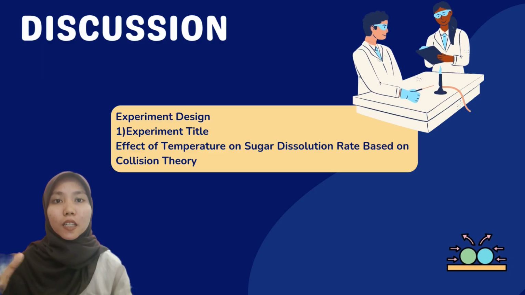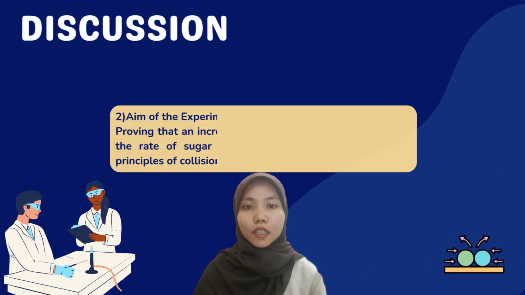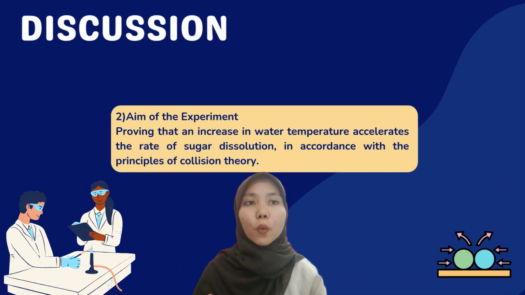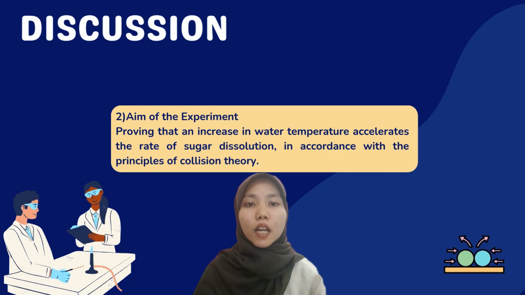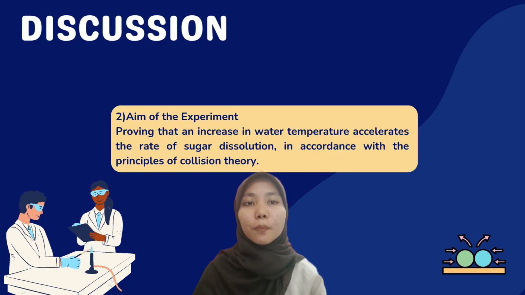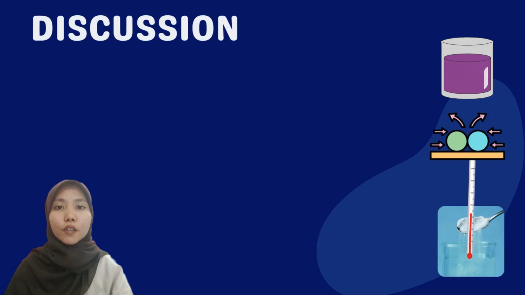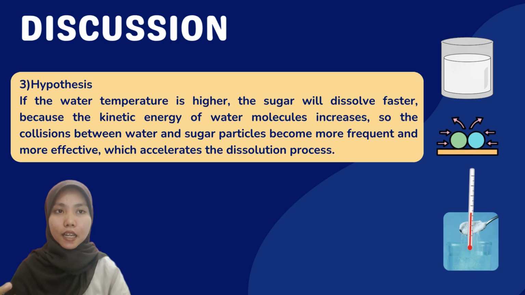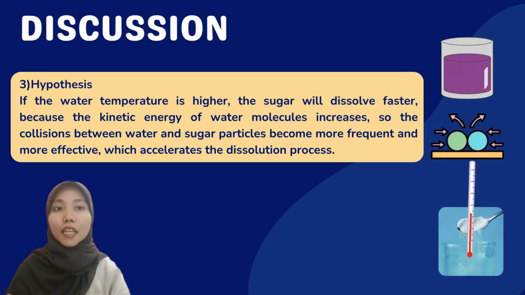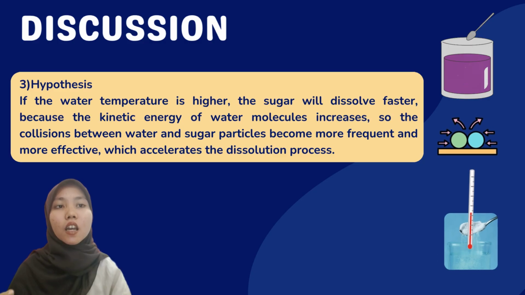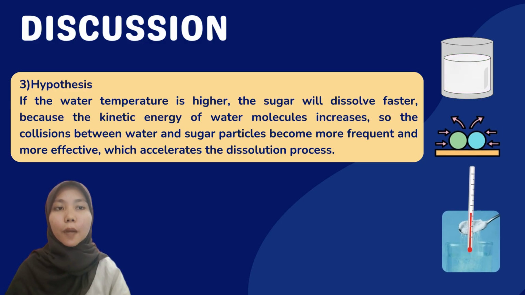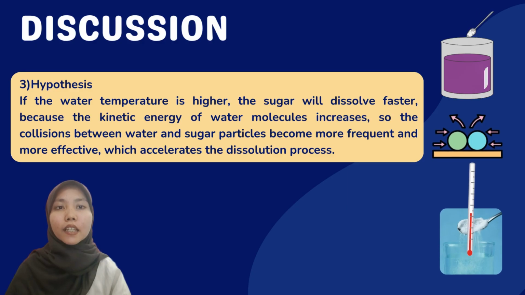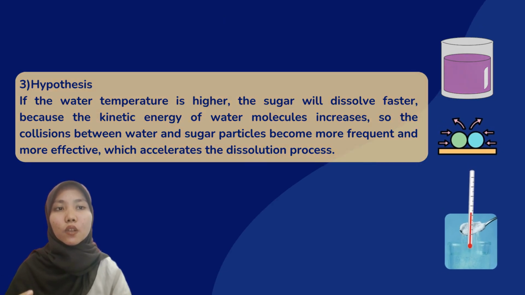From the title, we can determine the objective. The objective is proving that an increase in water temperature accelerates the rate of sugar dissolution in accordance with the principles of solution theory. Don't forget to specify the hypothesis. The hypothesis is: if the water temperature is higher, the sugar will dissolve faster because the kinetic energy of water molecules increases, so the collisions between water and sugar particles become more frequent and more effective, which accelerates the dissolution process.